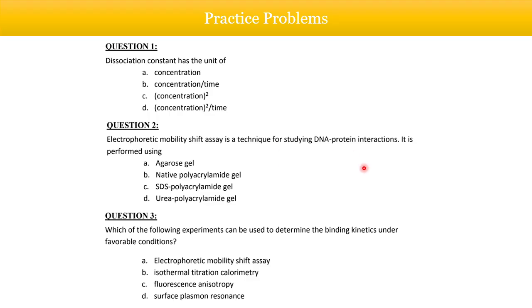Electrophoretic mobility shift assay is a technique for studying DNA protein interactions. It is performed using agarose gel, native polyacrylamide gel, SDS polyacrylamide gel, or urea polyacrylamide gel. Simple questions, quick answers. I just spoke about the EMSA experiment. What type of gel do we use? Tell me. This is an easy question, so you all should be able to give an answer. What type of gel do we run for an electrophoretic mobility shift assay?